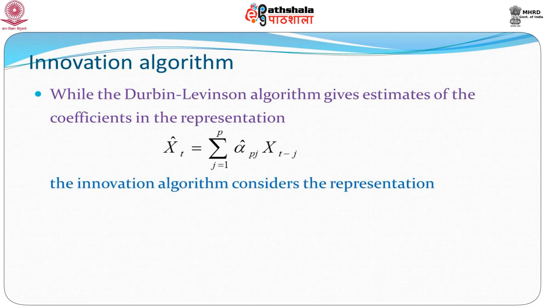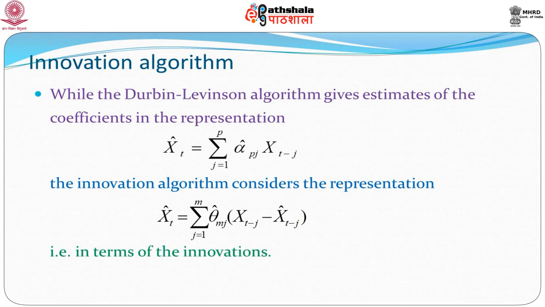The innovation algorithm considers a different representation. It predicts x t hat on the basis of the residuals. So, instead of taking x t minus j, what this algorithm does is to take x t minus j minus x t minus j hat, which is the estimated or predicted x t minus j, and then looks at this combination taking theta into account and gets a prediction for x t hat. So, this is the basic difference between the Durbin-Levinson and the innovation algorithm.